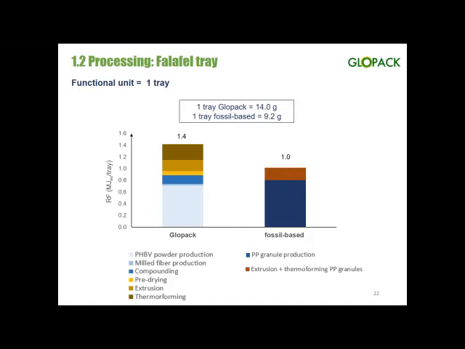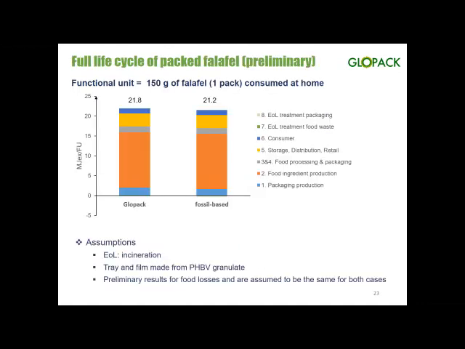So this is just due to the mass at this moment. And then we come to the full life cycle of packed falafel. For sure, these are still preliminary results, but already to give you an idea, at the left side we have the GLOPACK, and the functional unit is 150 grams of falafel consumed at home. So it's the amount of falafel that is in one pack. It means that due to losses, we had to produce more falafel actually.